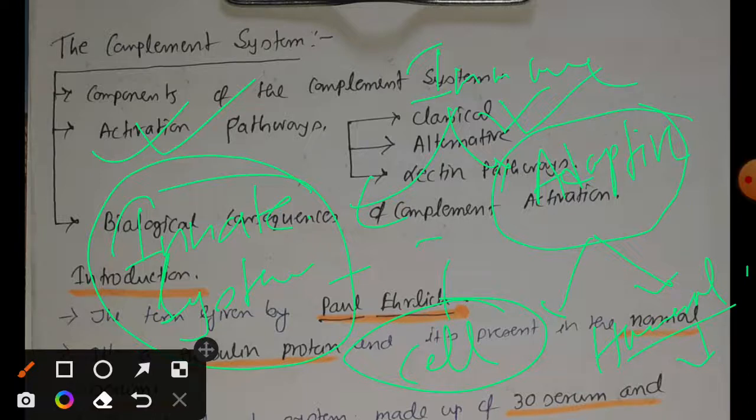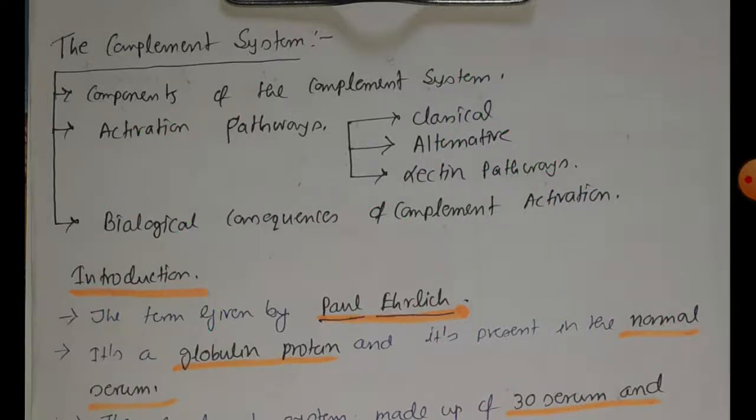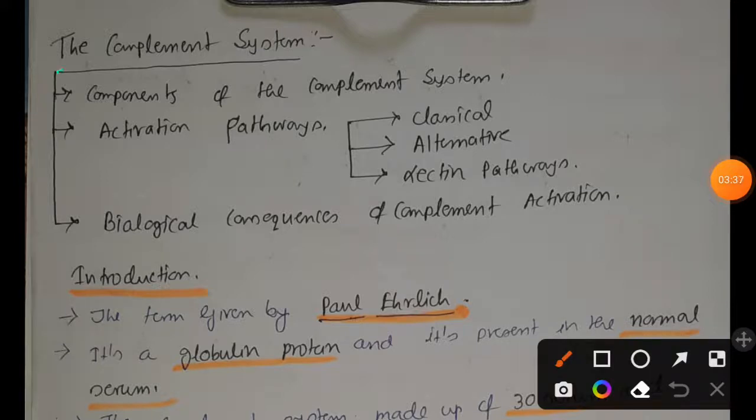I will talk about each of them in a separate video lecture series, so please don't worry about this. Today's lecture is all about the complement system. The complement system is a part of both the innate immune response and also the humoral immune response. As its name suggests, it can complement the function of the antibody.